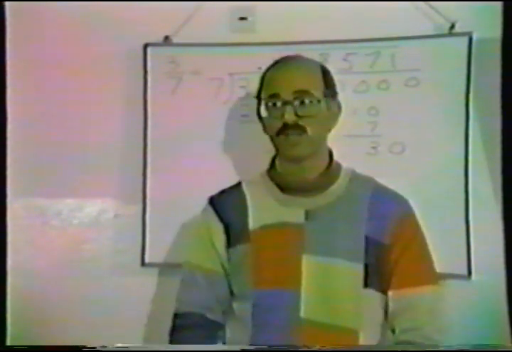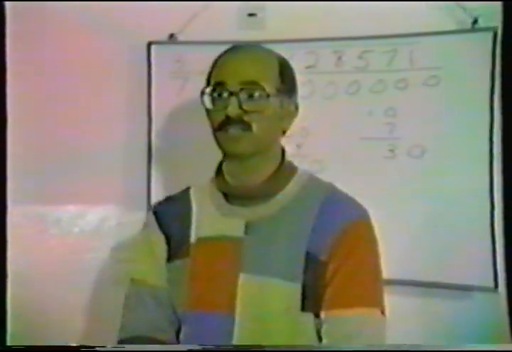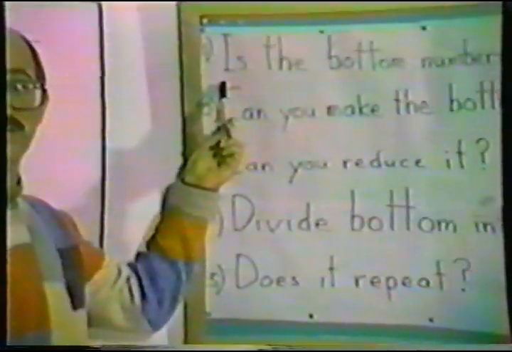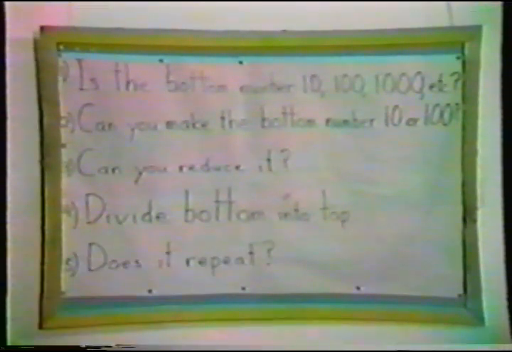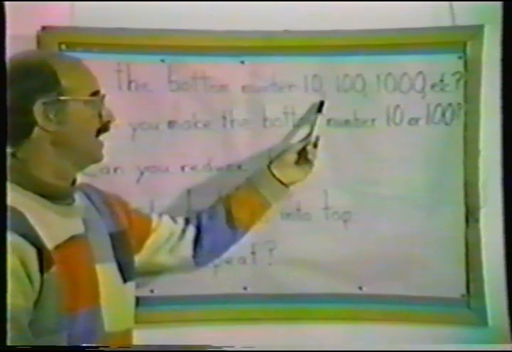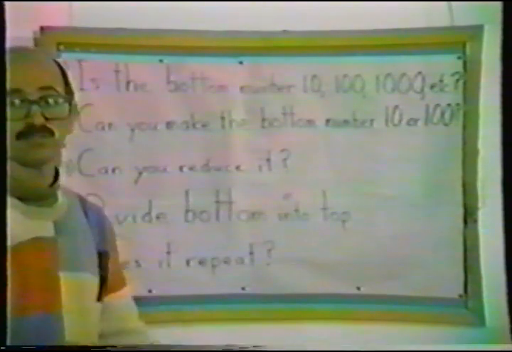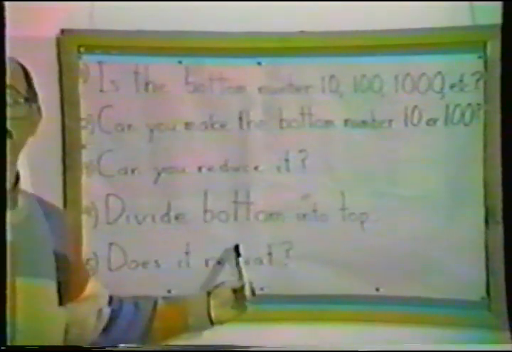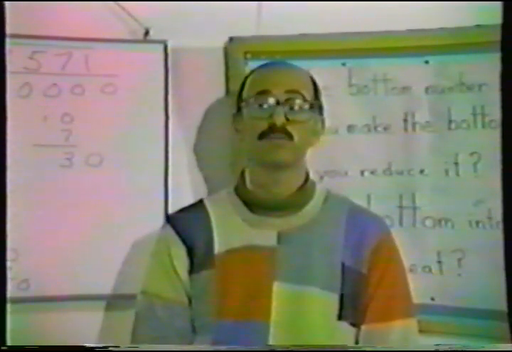But it did. Remember, when you are changing fractions into decimals, you have to ask yourself these 5 questions. Don't divide bottom into top unless you have to, unless the bottom number is not 10, 100, or 1,000, and you can't make it 10 or 100, and you can't reduce it. If that happens, then divide bottom into top, and be careful because it may repeat.